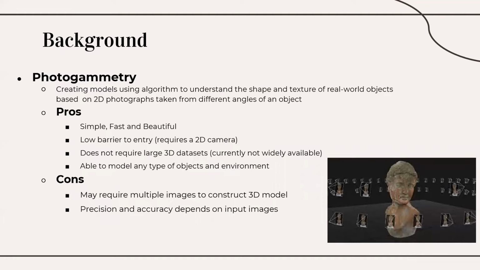Some advantages of photogrammetry is that it is simple and fast with a low barrier to entry, where it only requires a 2D camera to take the 2D images, compared to having extensive 3D hardware such as LiDAR and true depth sensors, which are often very expensive. Another advantage is that it does not require a large 3D data set, and is able to model any type of objects and environment, which is a problem faced in many neural network models.